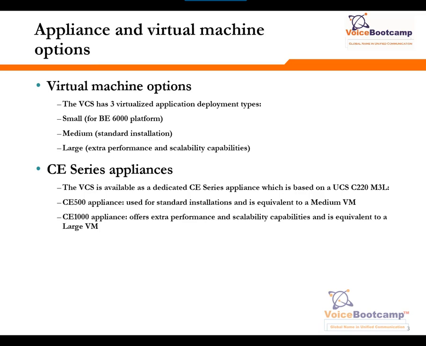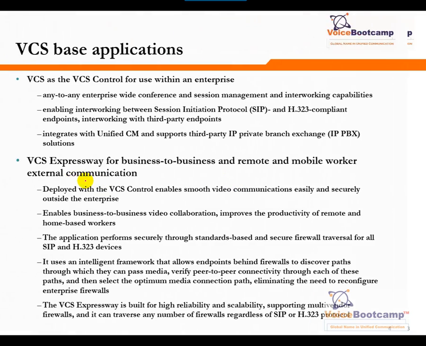Now, there are 2 variations of appliance. You got CE 500 series and CE 1000. The CE 500 is designed for small to mid-sized business, which is equivalent to medium virtual machine capability. CE 1000, on the other hand, is equivalent to large scale deployment of virtual machines. So these are the 2 options you have. Again, like I said, depending on your requirement, you could use virtual machines to deploy or a physical hardware appliance.